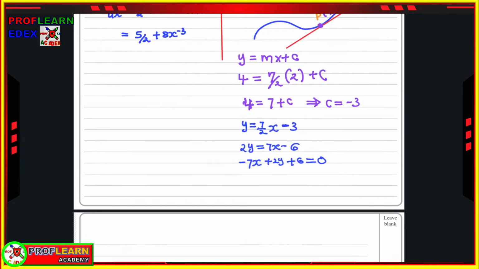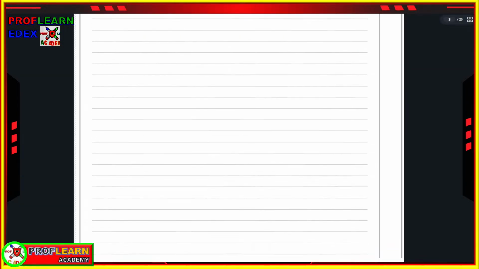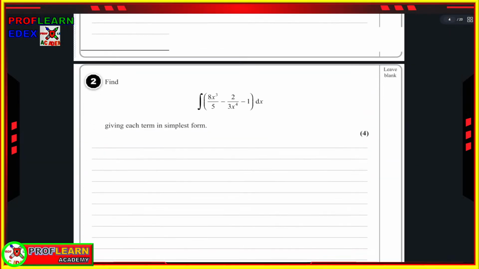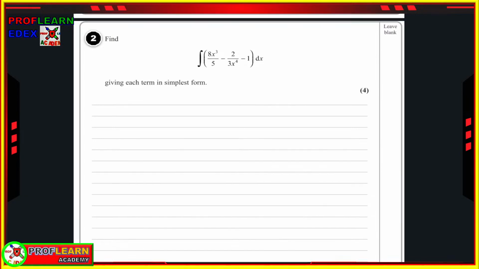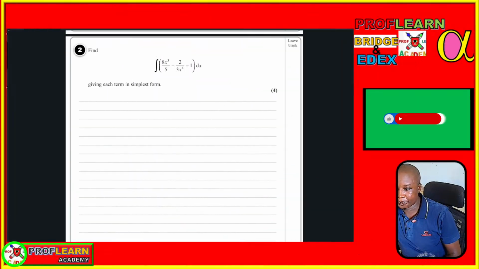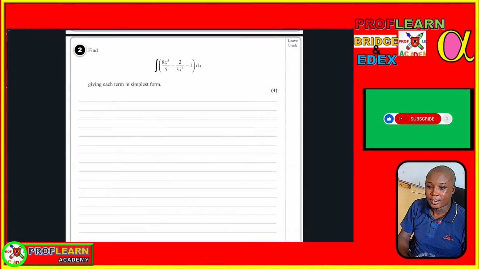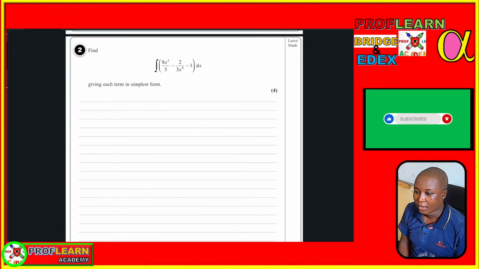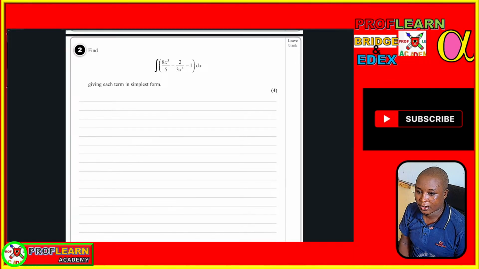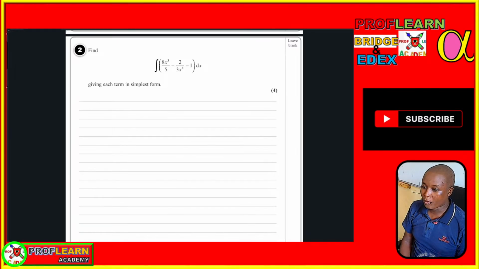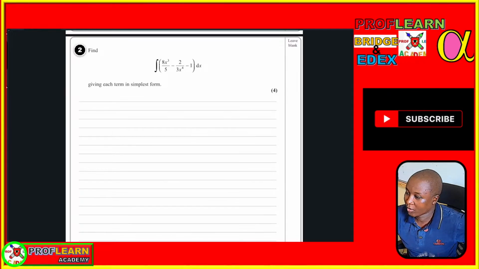The next topic that you must prepare is the topic to do with integration. And this is also another area that will be highly tested. Integration, you must know how to integrate such kind of questions. If you are told that 8x cubed minus 2 over 5 minus 2 over x to the power 4 minus 1, and then we are supposed to perform integration in that case.